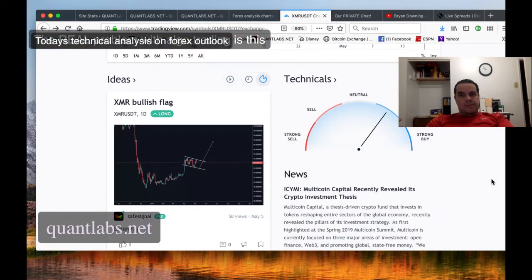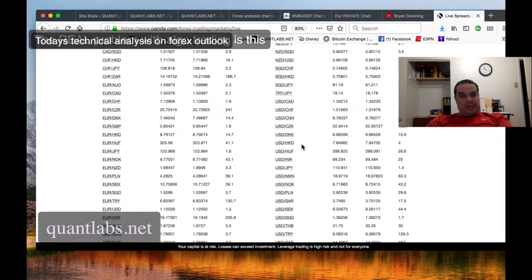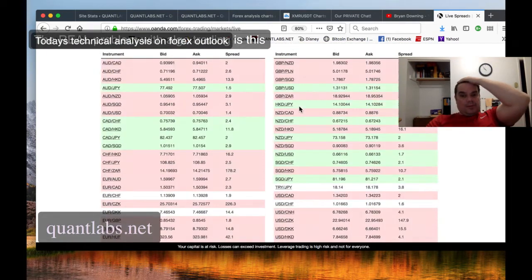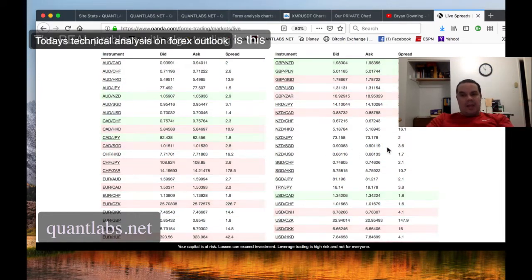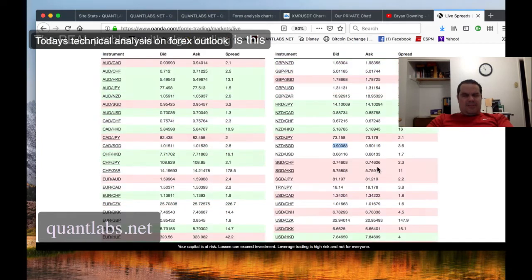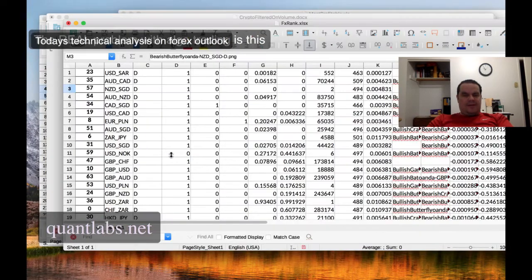So let's go over to our Oanda spread cost here and see what it says for that pair. So New Zealand against the Singapore dollar, that's a pretty tight spread cost at 0.9, or if you round it up, at one. So that's definitely a shorting opportunity.